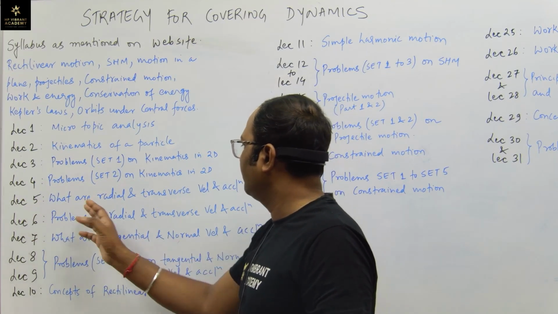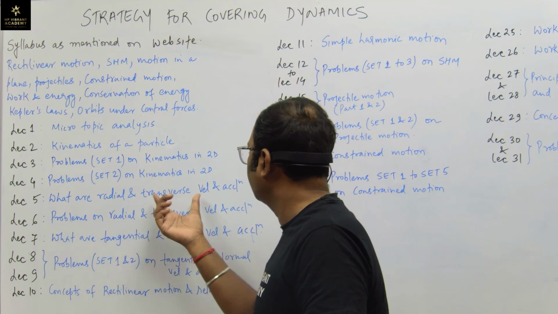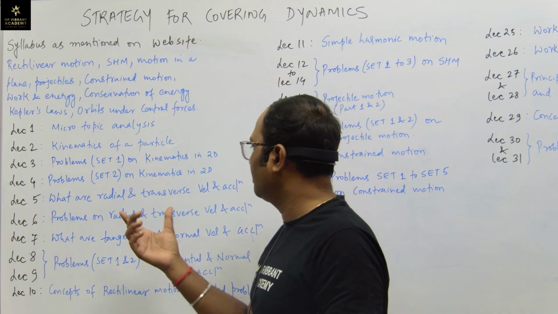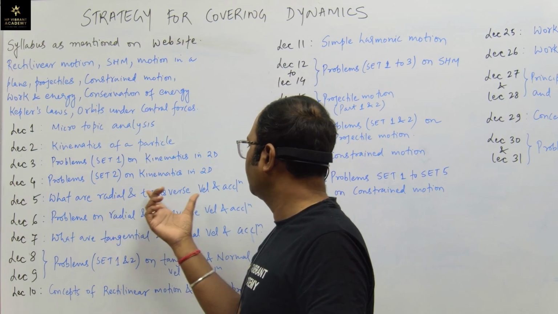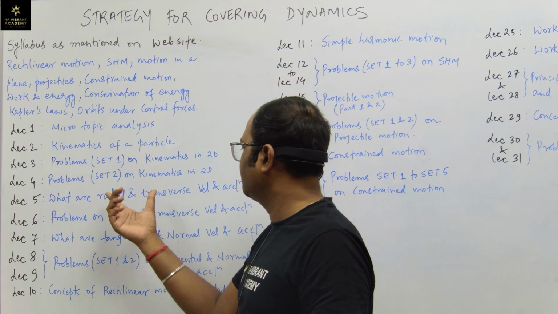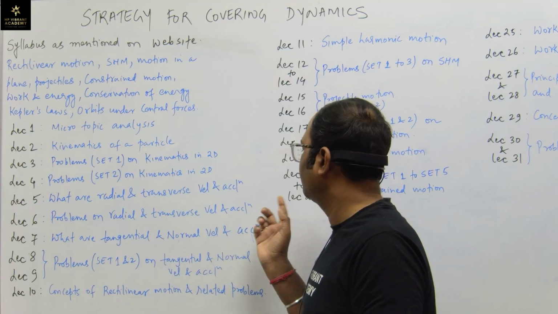In lecture 5 we have radial and transverse velocity and radial and transverse acceleration. Similarly, based on the discussion on radial and transverse velocity and acceleration, we will discuss problems. So in lecture 6 we have problems on radial and transverse velocity and acceleration.